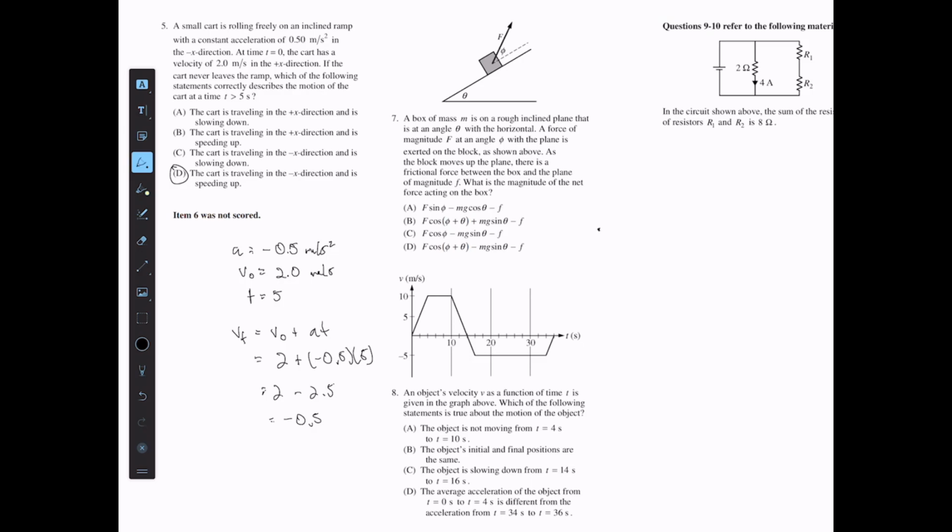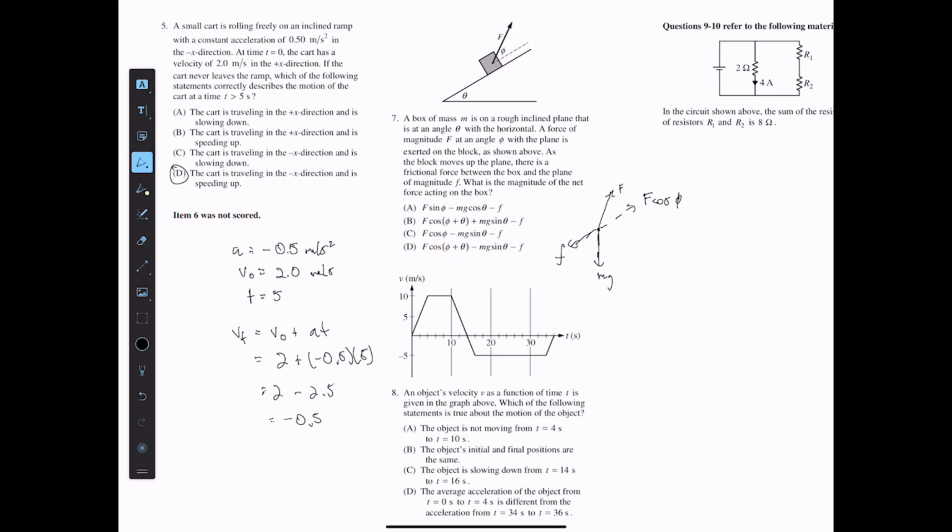So let's just draw a free body diagram. So there is F pointing there, there's mg, and then there's friction. So the net force should be in this direction. So let's just make our components in that direction. So there's a component here, F cosine gamma.